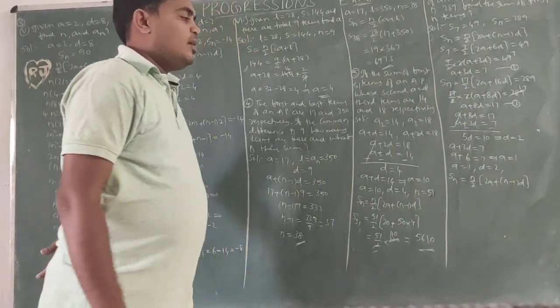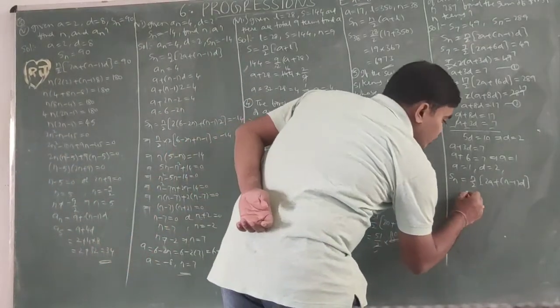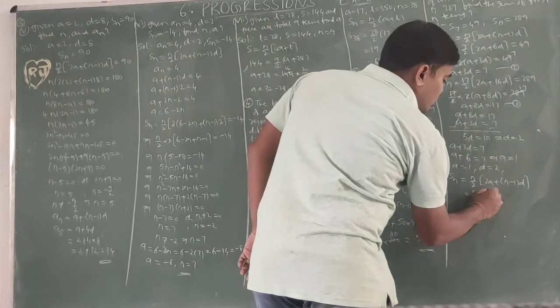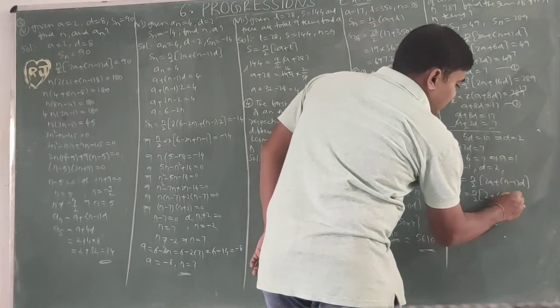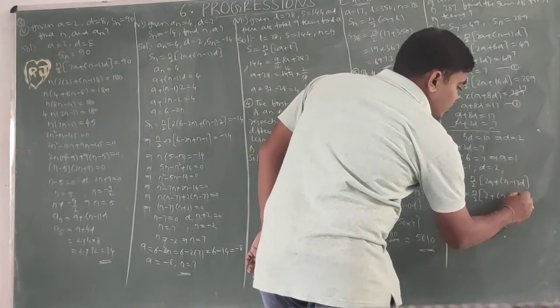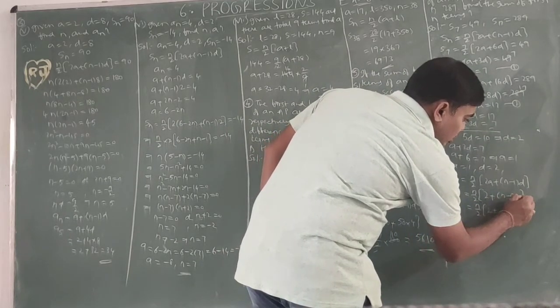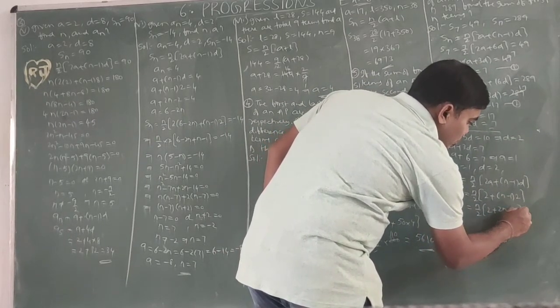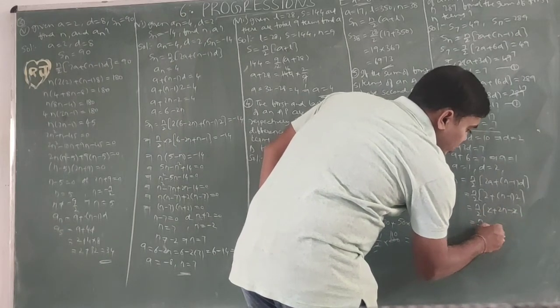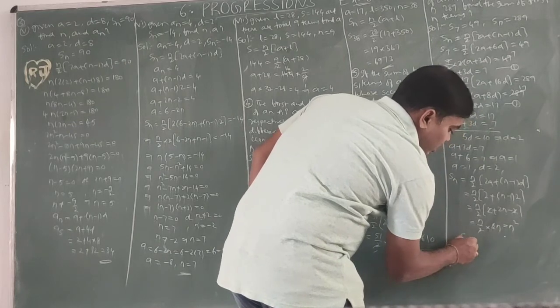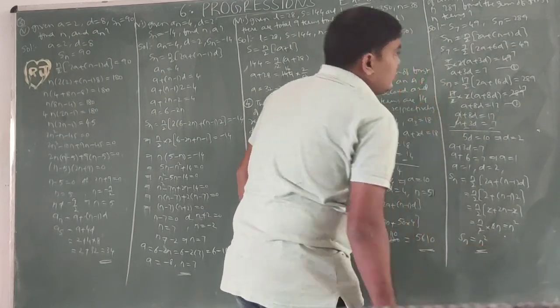This is the Sn formula: n by 2 of (2a plus (n minus 1) d). Now n by 2 of (2 into 1, 2, plus (n minus 1) into d, 2). n by 2 of (2 plus 2n minus 2). 2 and 2 cancel. n by 2 into 2n, 2 and 2 cancel. n into n, n square. Sn equal to n square.